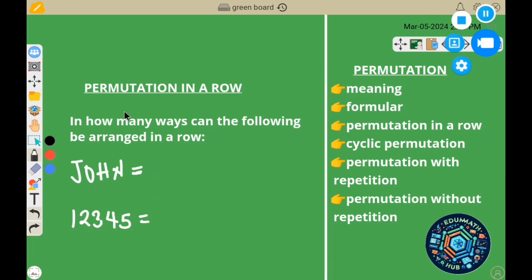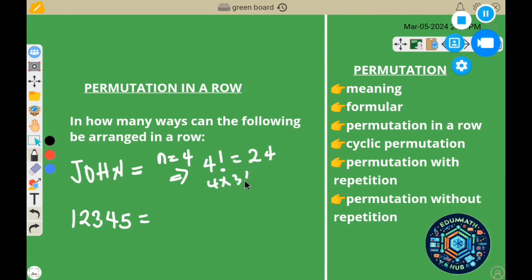So if you want to arrange these objects in a row, all you have to do is know how many elements are there first. So here you have 4 elements. So here n is equal to 4. So the way to arrange them in a row will just be 4 factorial. 4 factorial will give you 24. That is 4 times 3 times 2 times 1, which is 24.